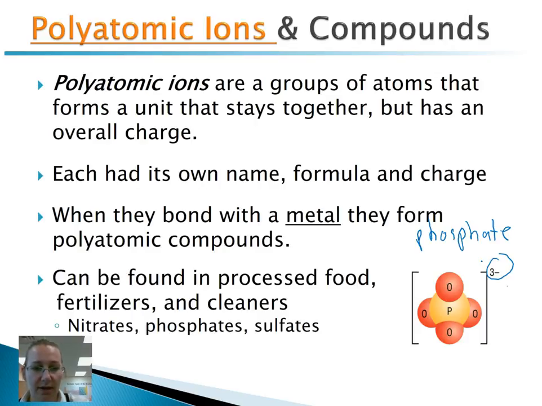Now, polyatomic compounds can be found in a lot of different things. If you look at any of your labels on any of your food, you probably will find polyatomic compounds like nitrates or phosphates or sulfates because they're used a lot in processed foods. You can also find them in things like fertilizers and cleaners. Now remember, polyatomic means more than 2 elements.